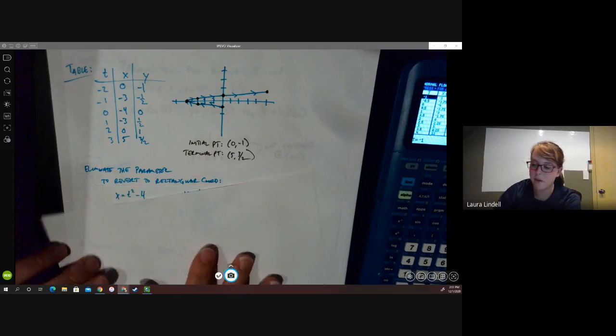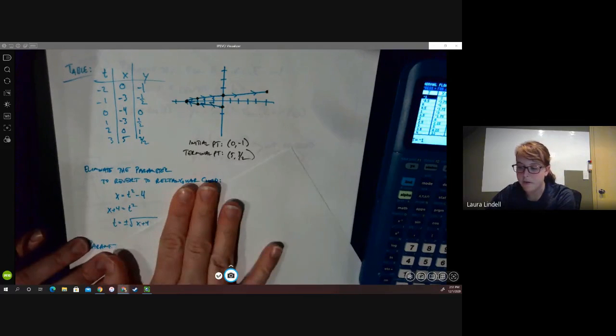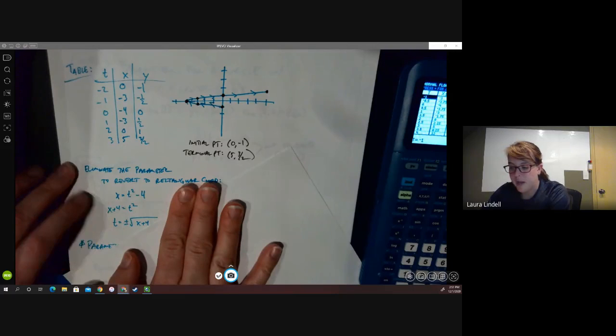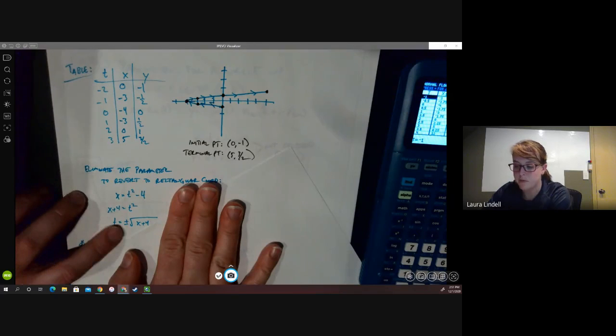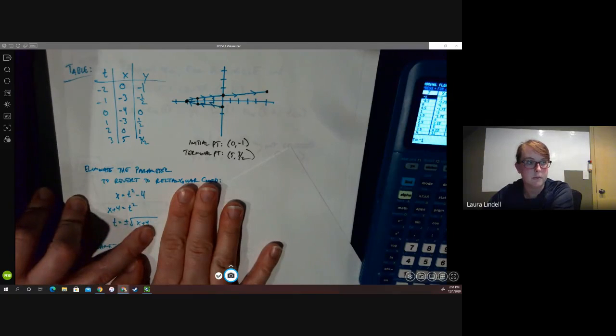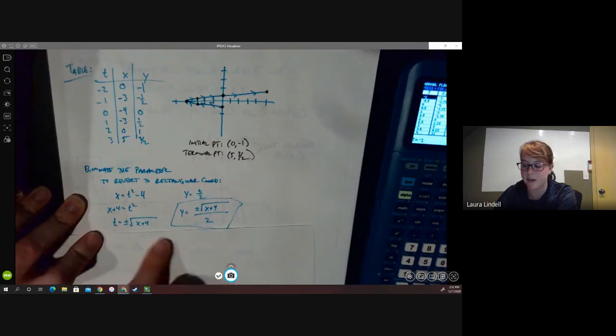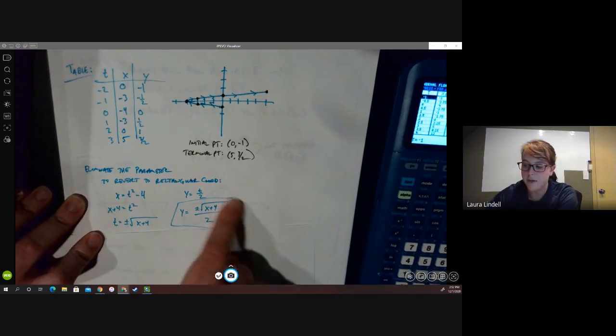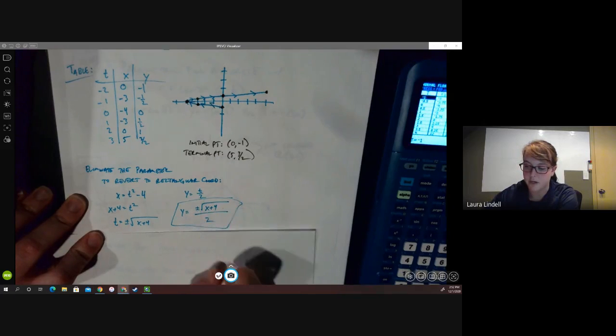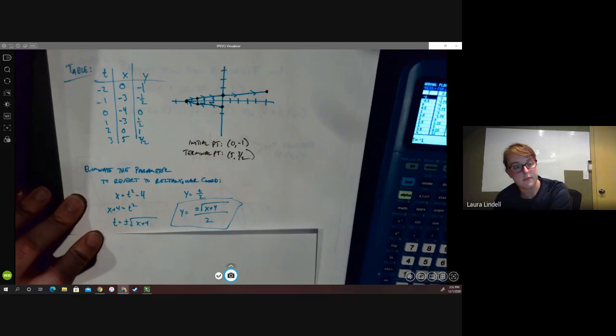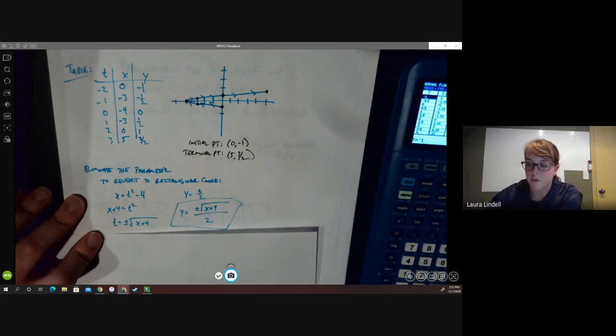So for this particular one, solving for t gives you add 4 to both sides, take the square root, remember it's plus or minus square root of x plus 4. Then, since y is t over 2, you can just plug in this instead of t, and we get y equals plus or minus root x plus 4 over 2. If you were to stick this into a graphing calculator when it's in function mode instead of parametric mode, it will graph the path looking like this.